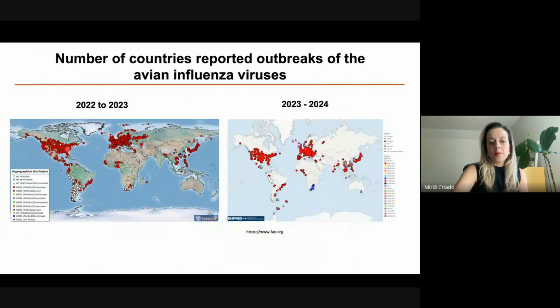Basically, this global map shows all these dots, the different outbreaks reported from 2020 to 2024, and it was really hard to count all of them. In just a short time, we have outbreaks spread all over the world. Basically, all different parts already had an outbreak of H5N1. The only exception was Australia.